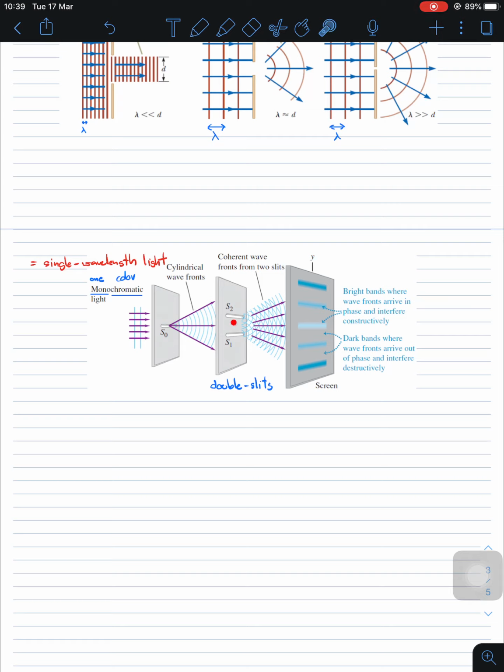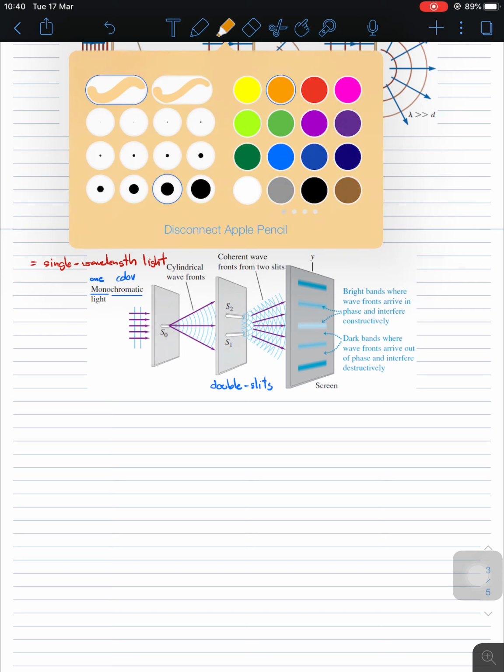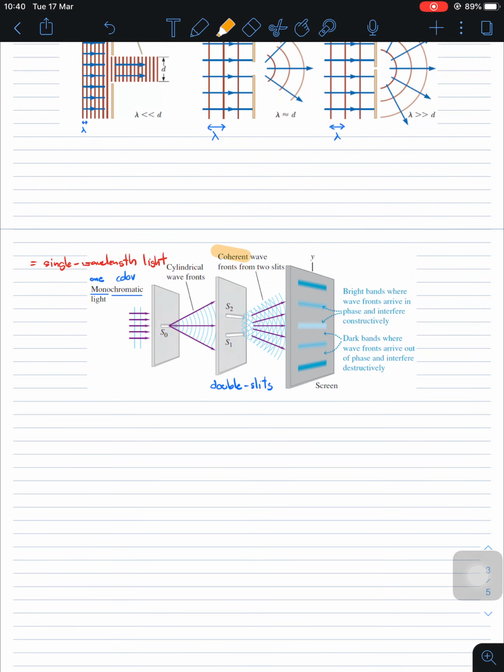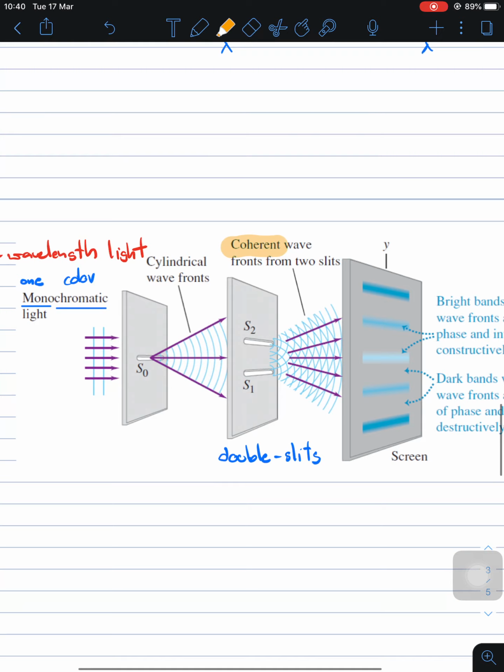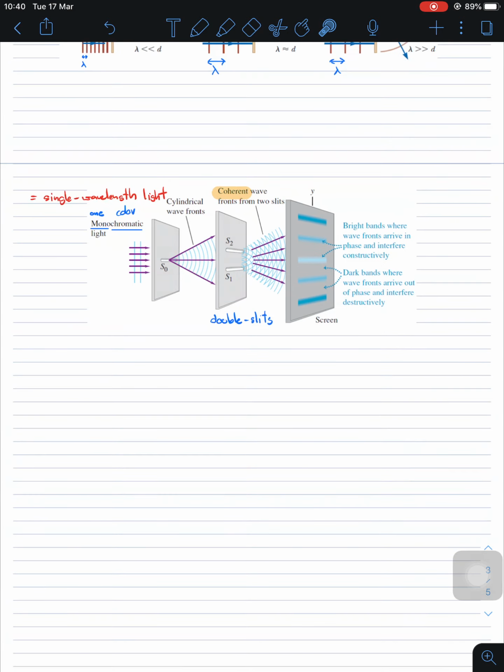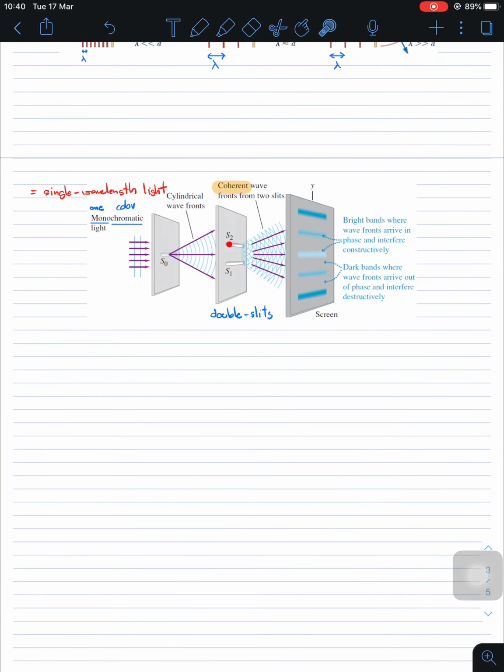The wave will propagate through the slits, and it will generate two cylindrical waves. Now these two waves are coherent to each other. That is the objective of this setup, because these two slits will generate two waves with a constant phase difference, since they just come from the same wave here. That's why these two waves have a constant phase difference.